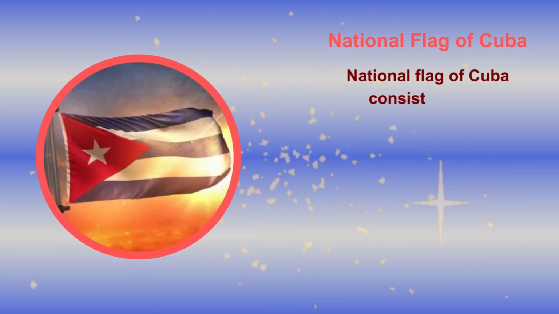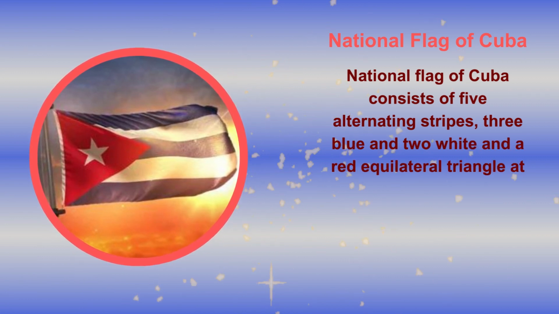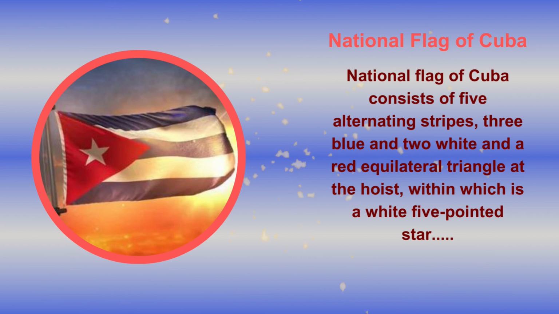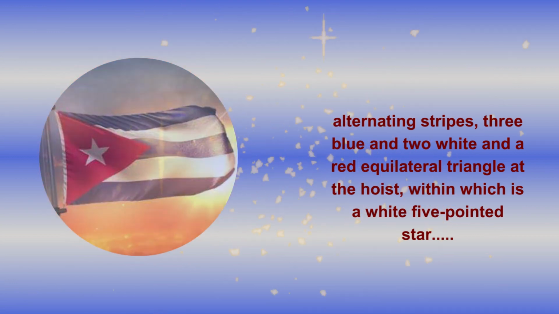in English. The national flag of Cuba consists of 5 alternating stripes, 3 blue and 2 white, and a red equilateral triangle at the hoist, within which is a white 5-pointed star. The 3 blue stripes represent the 3 departments in which Cuba was divided. The white is for purity of the patriot cause, and the red triangle is a symbol of strength and constancy.